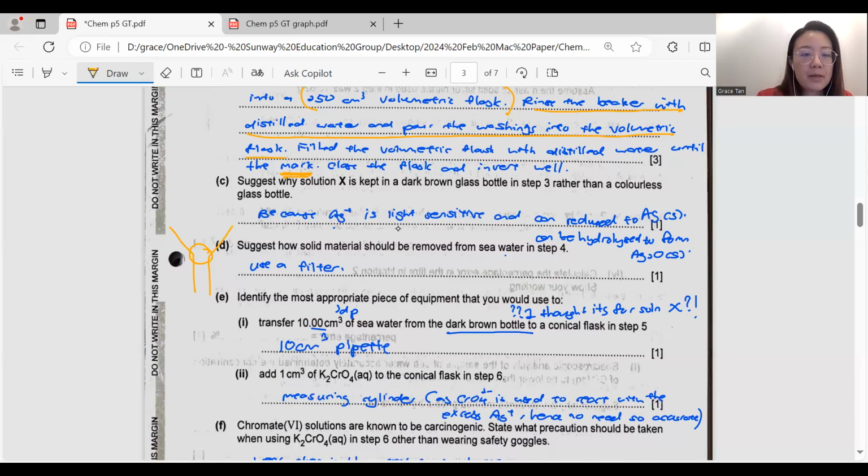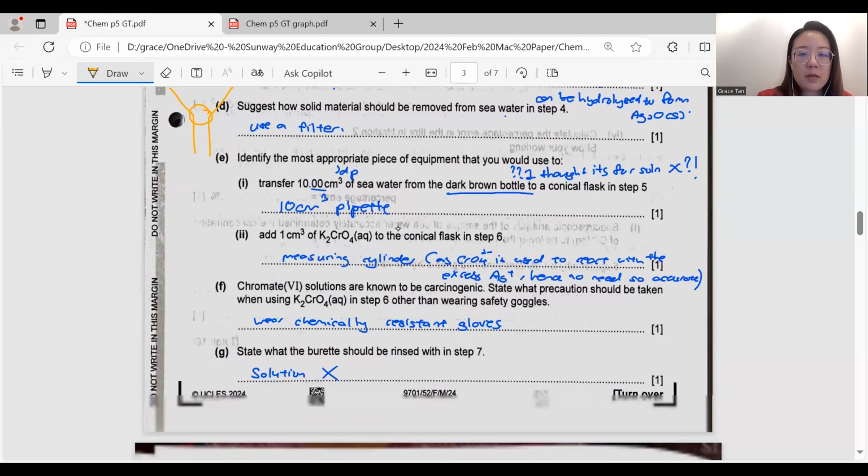E. Identify the most appropriate piece of equipment that you would use to, number 1, transfer 10 cm³ of seawater from the dark brown bottle to a conical flask in step 5. Now, the main thing is you want to transfer seawater into the conical flask for your titration.